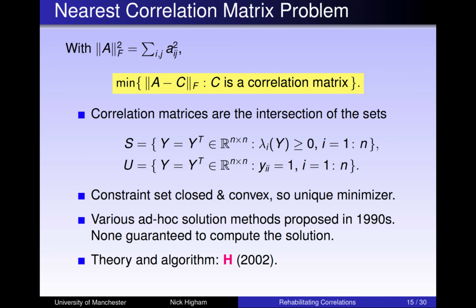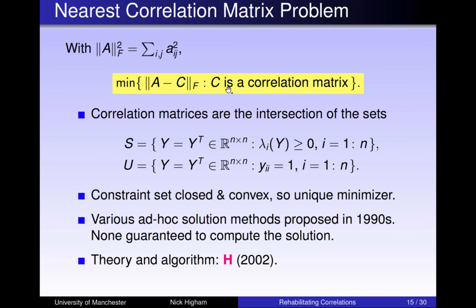So here's the problem. I'm using the Frobenius norm. The Frobenius norm of a matrix squared is the sum of the squares of the elements in the matrix. And I want to find, given an arbitrary symmetric matrix A, what's the nearest correlation matrix to A, the nearest C.